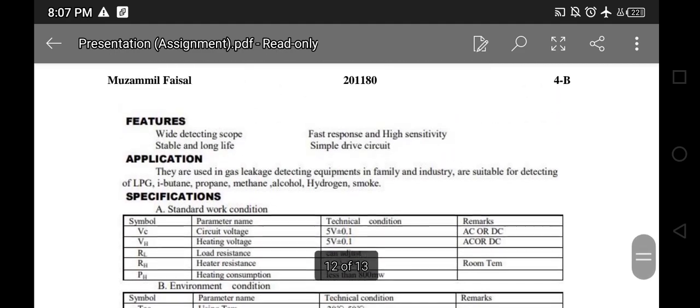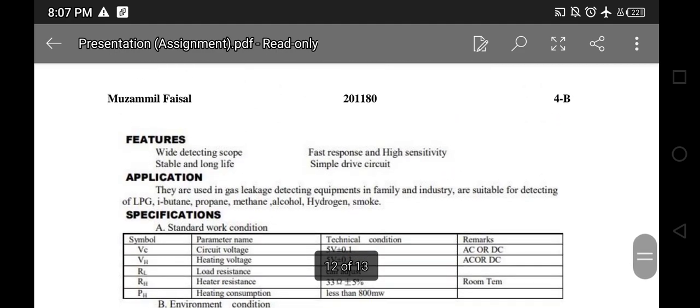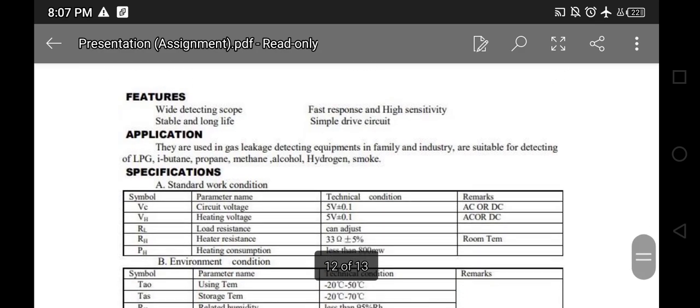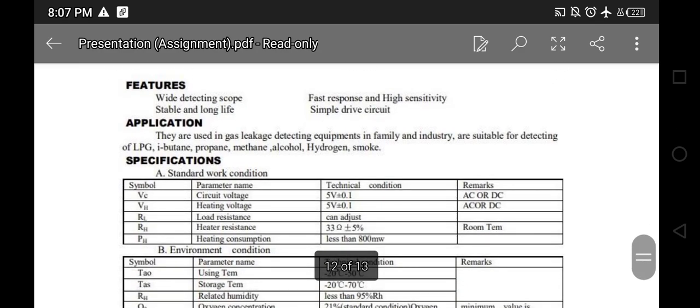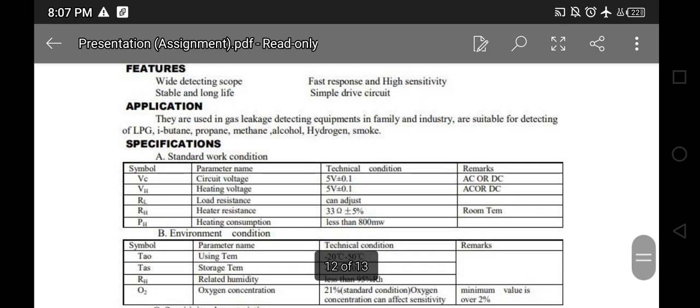The data sheet is given, but before we dive into the data sheet, I'll take you to the features of these types of sensors. These are wide detecting scope. They have a stable and long life. They have fast response and high sensitivity. They possess high sensitivity, and they have a simple drive circuit. Now, for the application of these, they are used in gas leakage detecting equipment in family and industry, and are suitable for detecting butane, propane, methane, alcohol, hydrogen, and smoke.